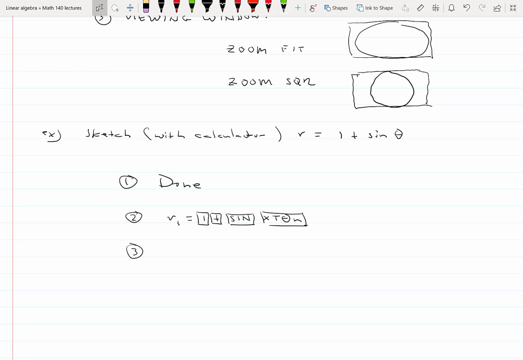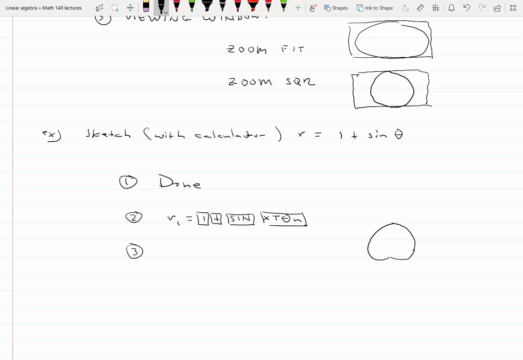It's actually called a cardioid. Let's see if I can graph it. This is a cardioid. The word cardioid means heart-shaped, shaped like a heart. But this is a smashed version of the cardioid. So you push zoom fit and you get the cardioid shape. If you push zoom square right after that, you get its more realistic shape.